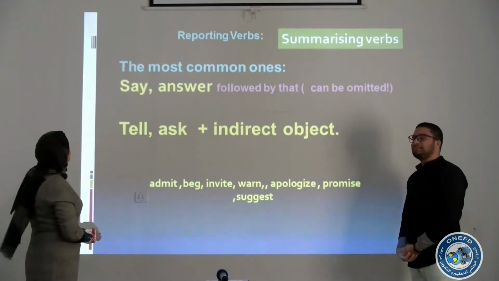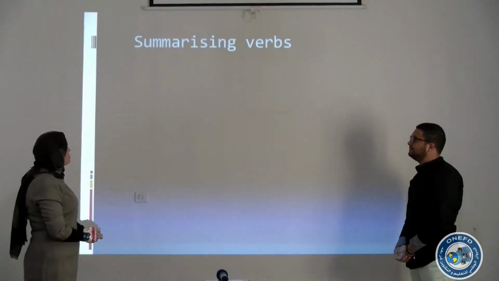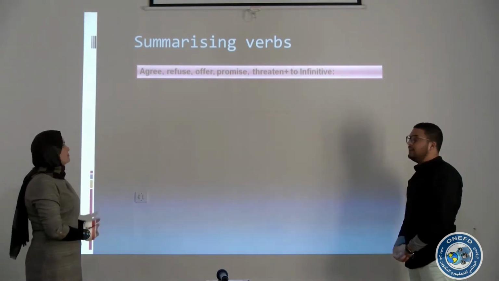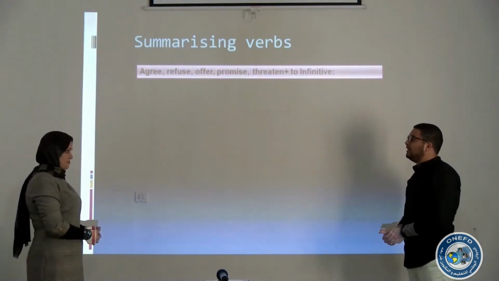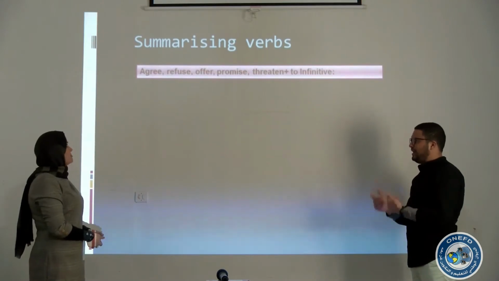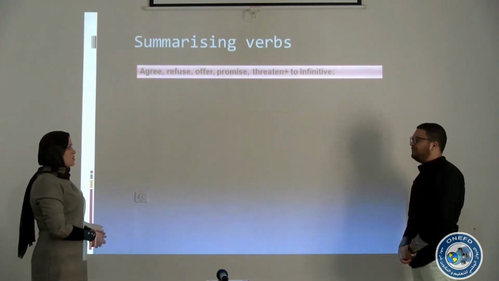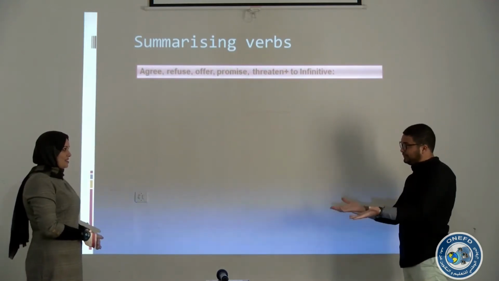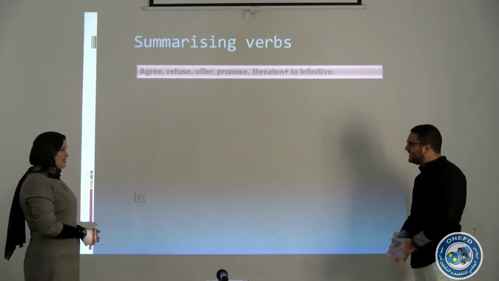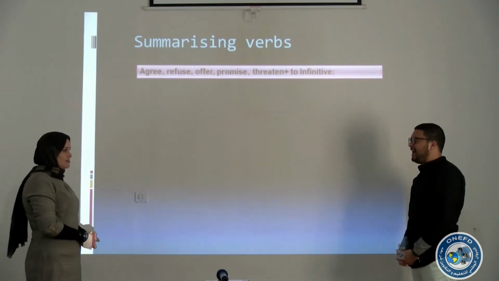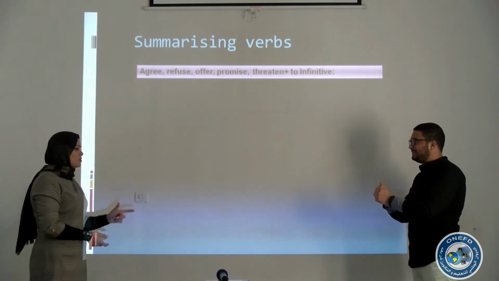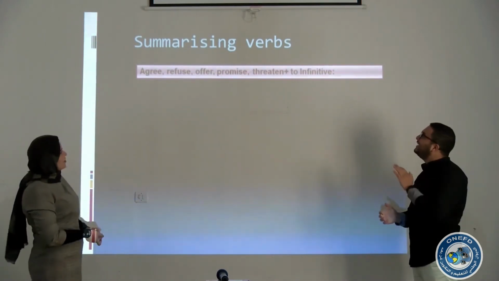Now let's move on, please. Again, summarizing verbs. I have another list here for you, which is agree, refuse. What does it mean, agree? Agree means I'm okay with what you have said. Refuse? No. Offer? I offer you. Can I help you? I'm offering my help. Oh yeah, I'd love to. Thanks. Promise? I promise you. I promise that I'm going to help you, and I will not do that again. That's a promise.